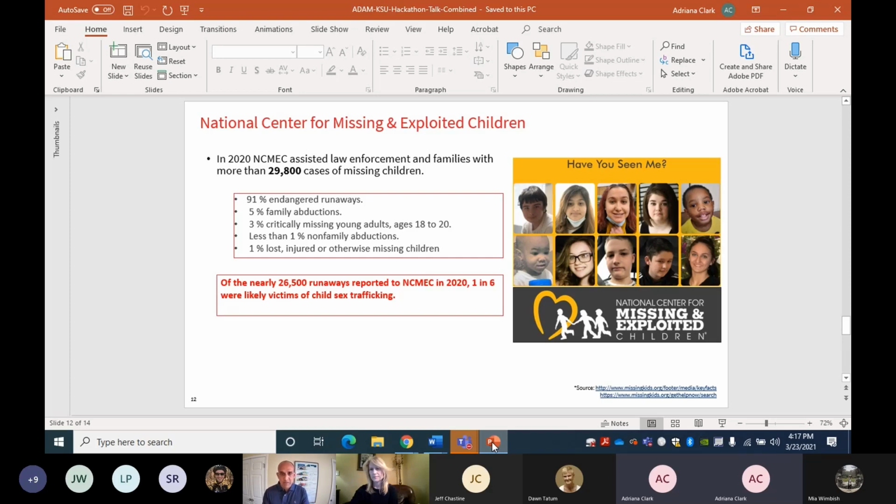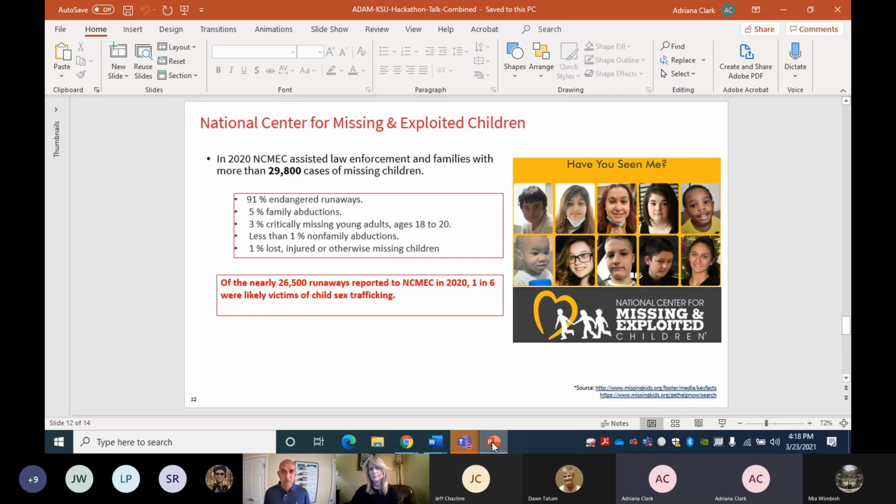one of the stats that really stood out was around the 29,000 children that went missing in 2020, and out of that, like 91% were endangered runaways, right? In a sense, they just wanted to get away from home for whatever reason. We want to help them, but not during this challenge.